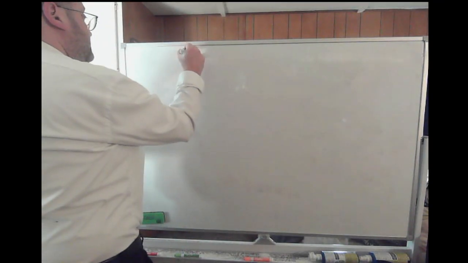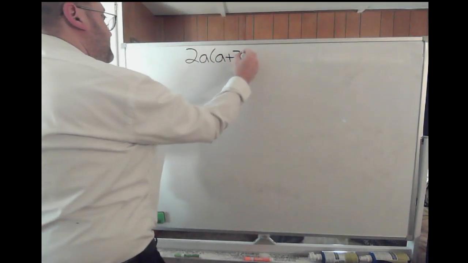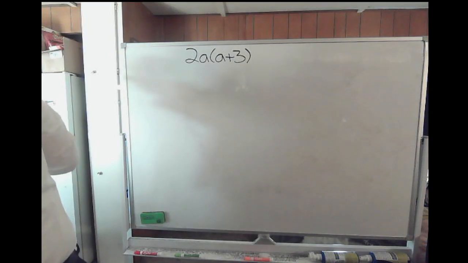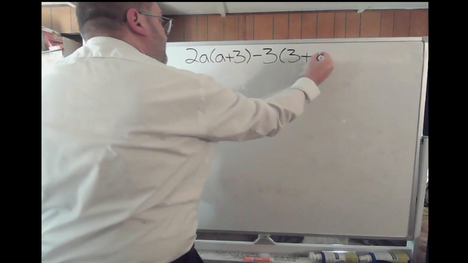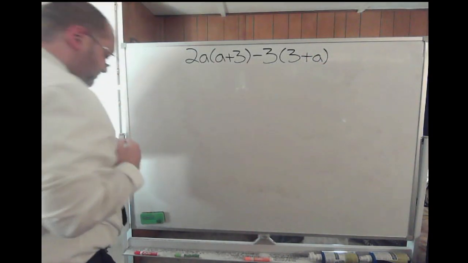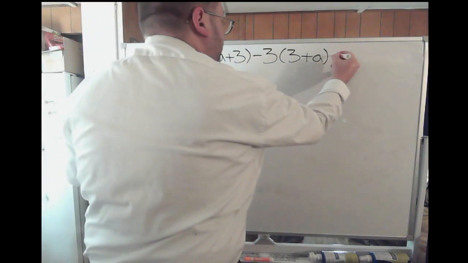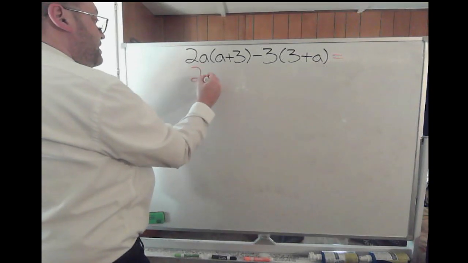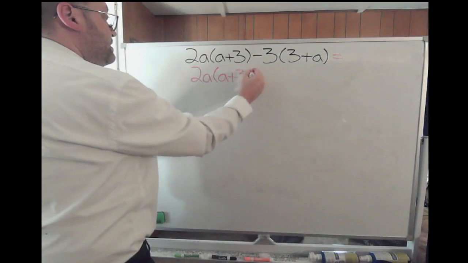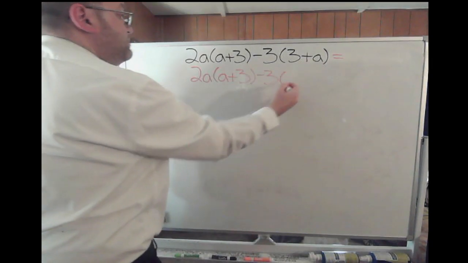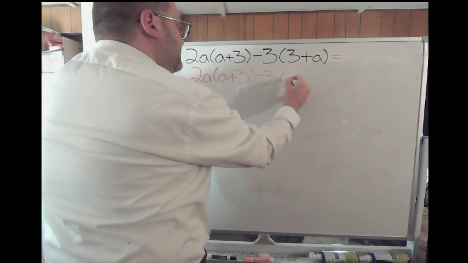Alright, we have 2a times the quantity of a plus 3 minus 3 times the quantity of 3 plus a. Well, a plus 3 and 3 plus a are really the same thing. In fact, what I would do is take a moment and write your second quantity to reflect that. You'll still have 2a times the quantity of a plus 3 minus 3, and then times that quantity, you have 3 plus a by the commutative property of addition. It's the same thing as a plus 3.